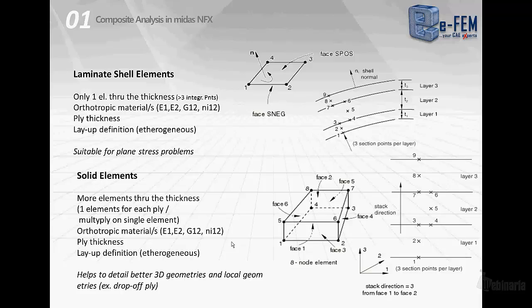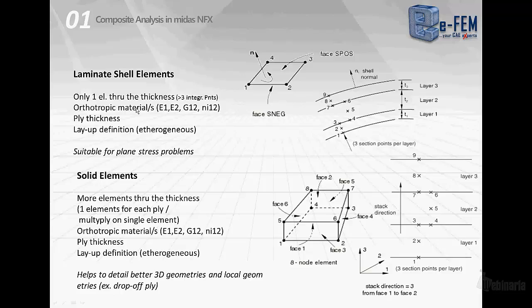Laminate shells are 2D elements. They have the characteristic of defining the thickness of the laminate in one element only. So we have one element through the thickness of the laminate. But we can have 3 or more integration points through the thickness. Usually we use 3 integration points for each lamina, so we have a good description of the flexural behavior for each composite lamina. They use orthotropic material to define the properties of the single lamina, and they need to be defined in terms of layup definition and in terms of ply thicknesses, because the thickness of the laminate is calculated from single ply thicknesses and from the layup definition.